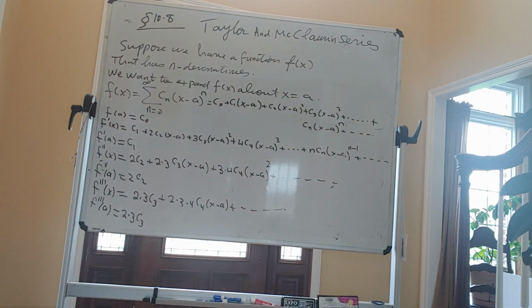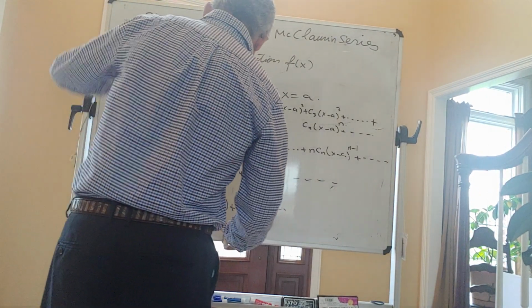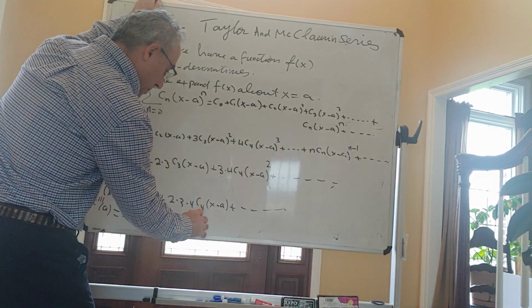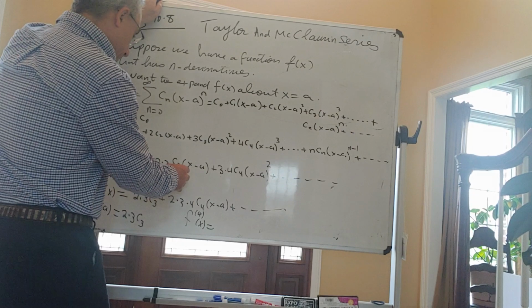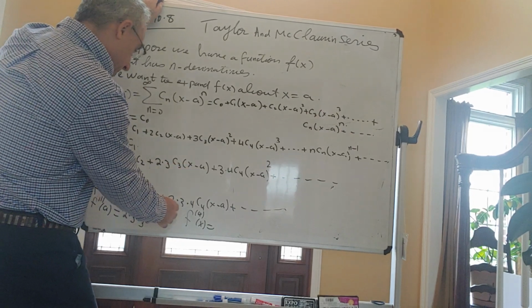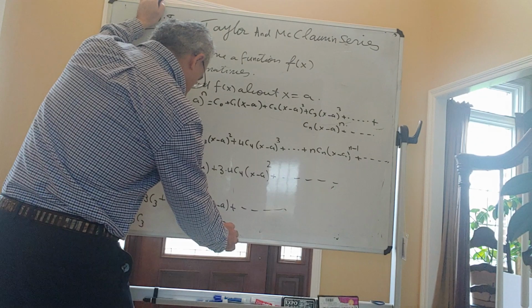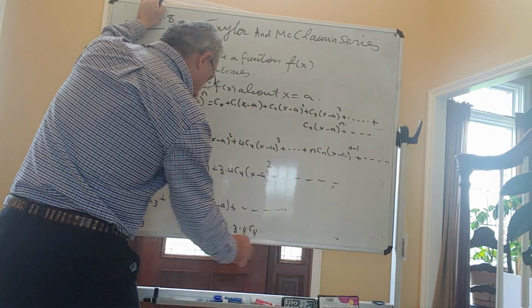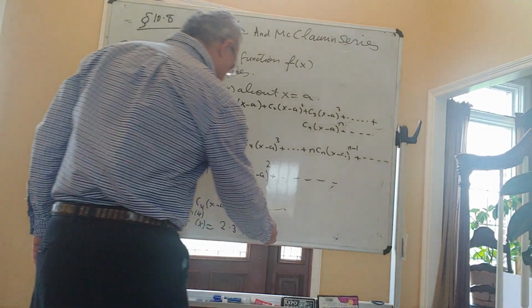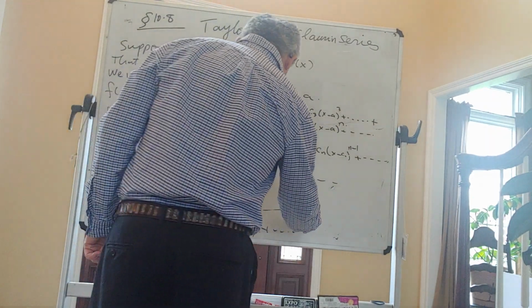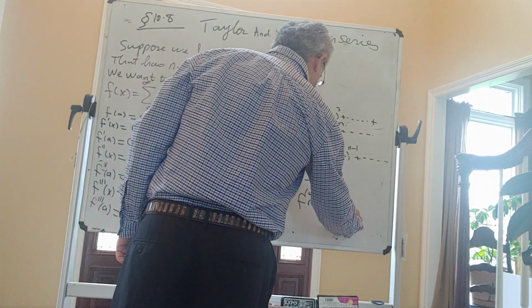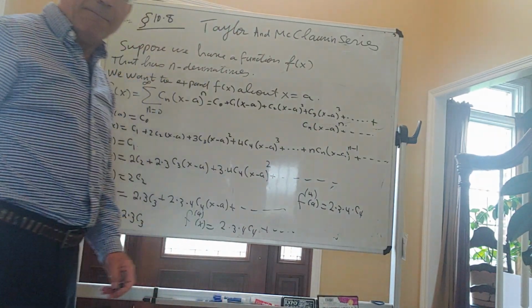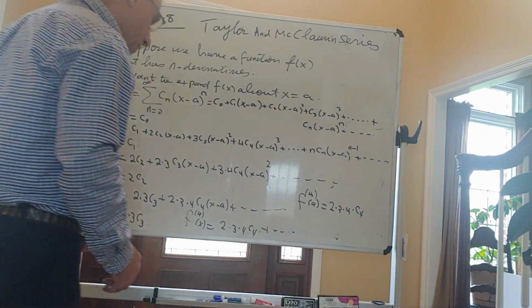Okay? Now let me do one more for you so you will see the rhythm here. If I do the fourth derivative of x, I'm looking here, it will be 2 times 3 times 4 c4, plus some other terms. So if I look at f^(4) of a, that is 2 times 3 times 4 times c4. Okay? All right, so let's put everything in perspective.